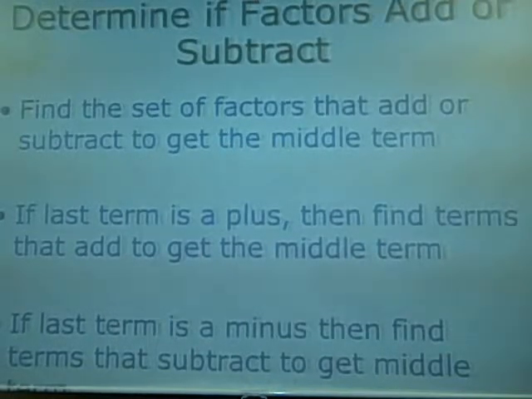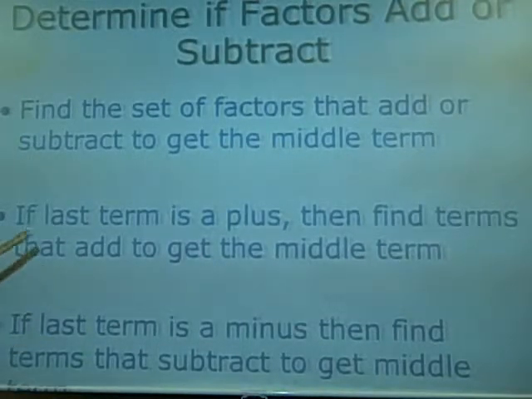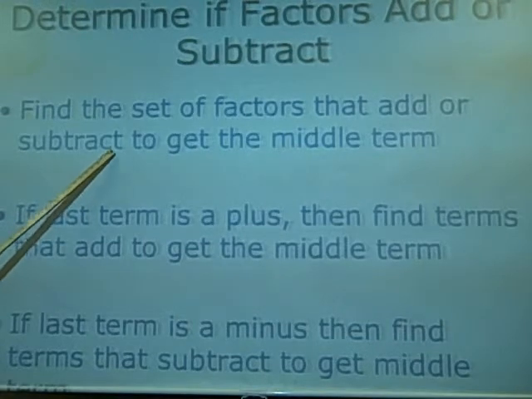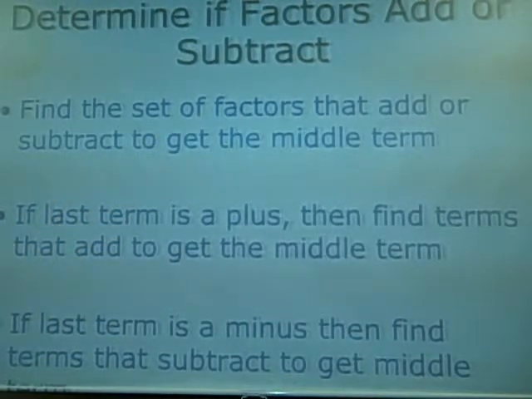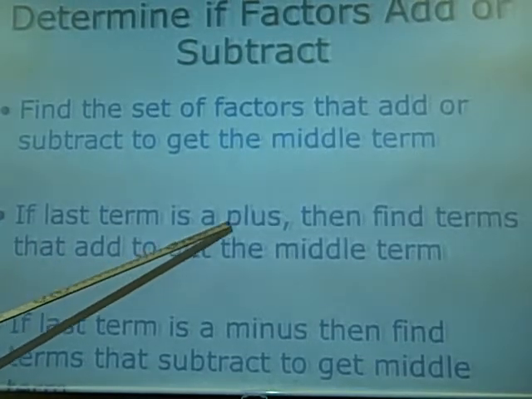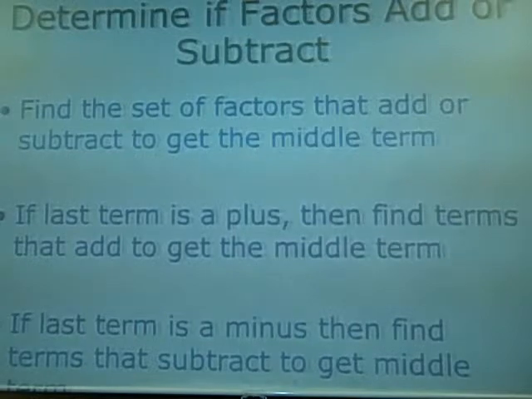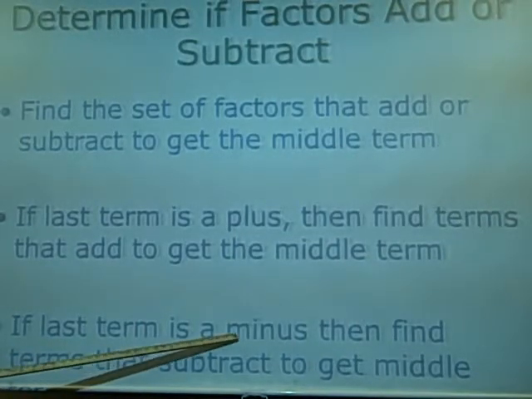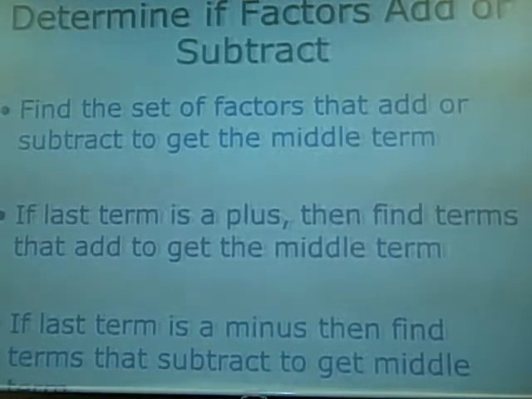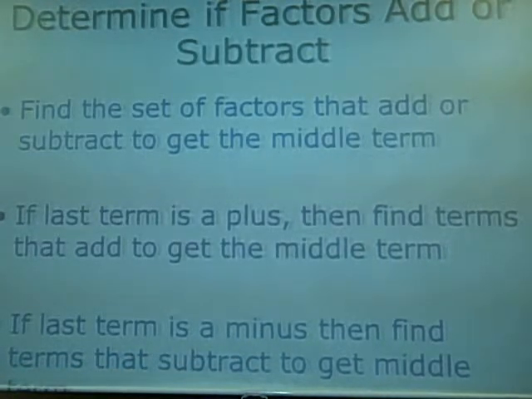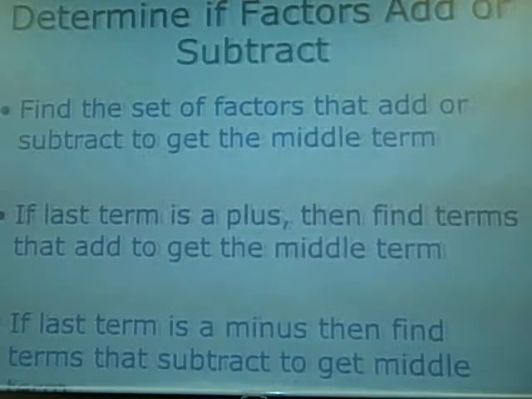Determine the factors that add or subtract. That helps us to eliminate our trial and error. Find the set of factors that add or subtract to give us our middle term. If the last term, the C term, is a plus, then we want to add to get our middle term. If our C term is a minus, then our signs are going to be opposite and we're going to subtract to get our middle term.